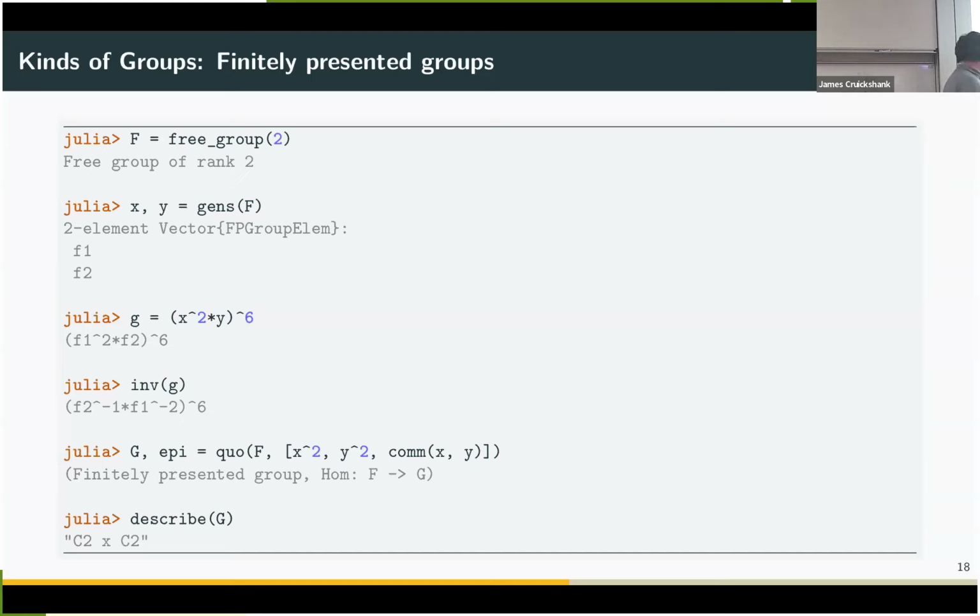Then for this finitely presented group, one can ask questions. Here, for example, the squares of the generators are trivial and the commutator is trivial, and the result is the Klein-4 group.